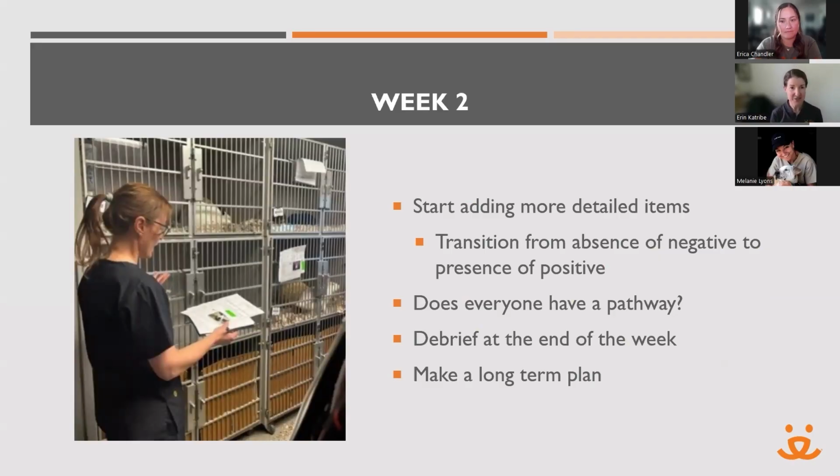When we get into week 2, that's when we start adding more detailed items. One of the ways I like to say this or think about this is transition from just basic needs in the absence of negative things to the presence of positive. Does everyone have a pathway? Really start to dig into your population management in week 2 and debrief again at the end of the week. Make that long-term schedule, long-term plan for who's going to be involved in rounds. What time of day are we doing it? This is when you want to solidify that.